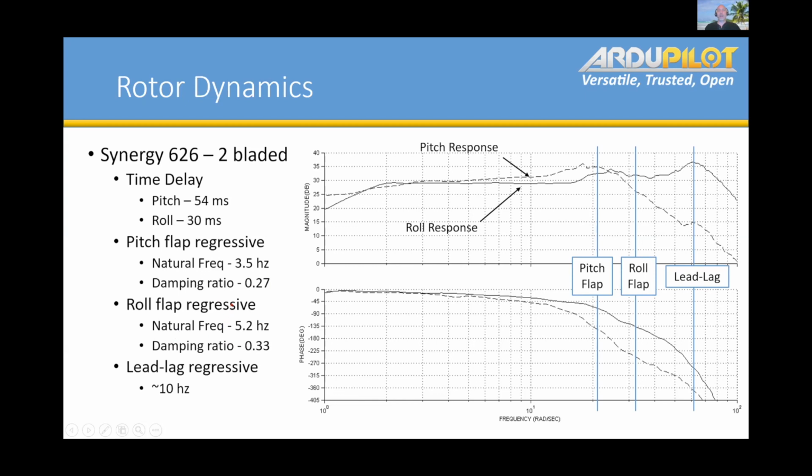That's why it's really difficult for us to tune, because we're already fairly lightly damped. Now we add a little bit of P or D gain, and this basically starts to drive the rotor unstable. Then you have the lead lag regressive, which is sitting out here at 10 hertz, and you can see the gain on the lead lag in the roll still has a lot of energy in it.